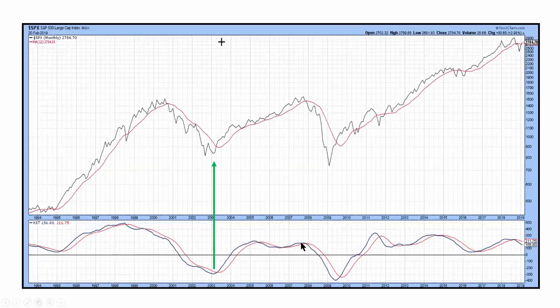Whereas over here, for example, which we'll look at a little bit later, we're in a situation where it starts to cross below the moving average and suggests that the S&P is moving lower.